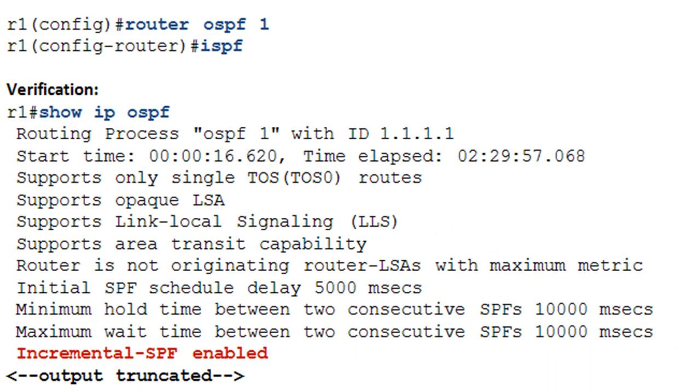And we're going to verify this by issuing the show IP OSPF command. Hit enter. This gives you a ton of output. What we're looking for is this bit down here where it says incremental SPF enabled. So like I said, this is dead easy. You just have to remember that it's configured under the routing process. And the command is super easy because it's the abbreviation of the feature.